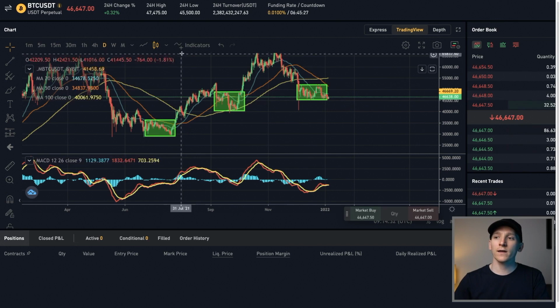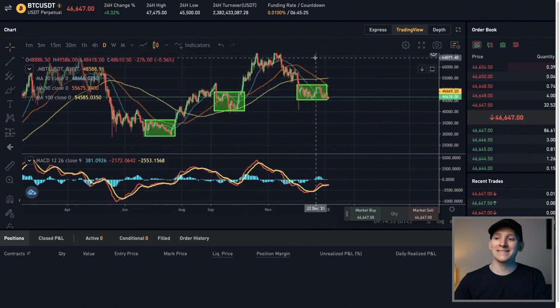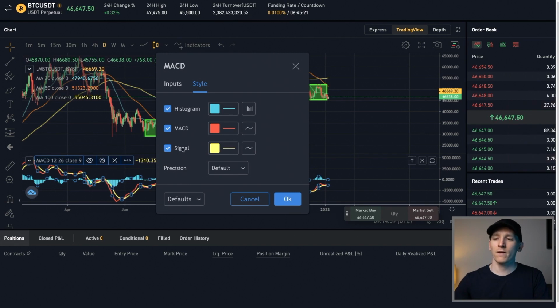I've got it on the chart here. Come to indicators, type in MACD. I've just set the colors up already because for some reason they're always awful. But you have the histogram in the middle. The histogram shows the convergence or divergence of the moving averages. It doesn't give you any more data, but it gives it to you as a bar chart rather than lines. And then you have the MACD line in red and the yellow signal line.